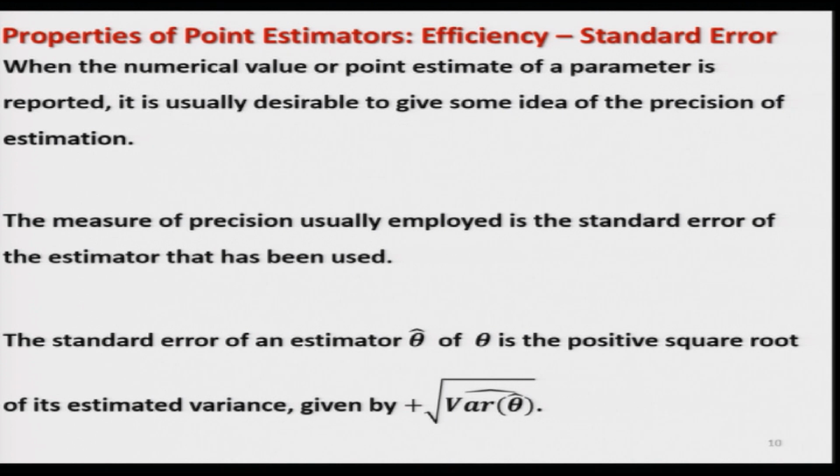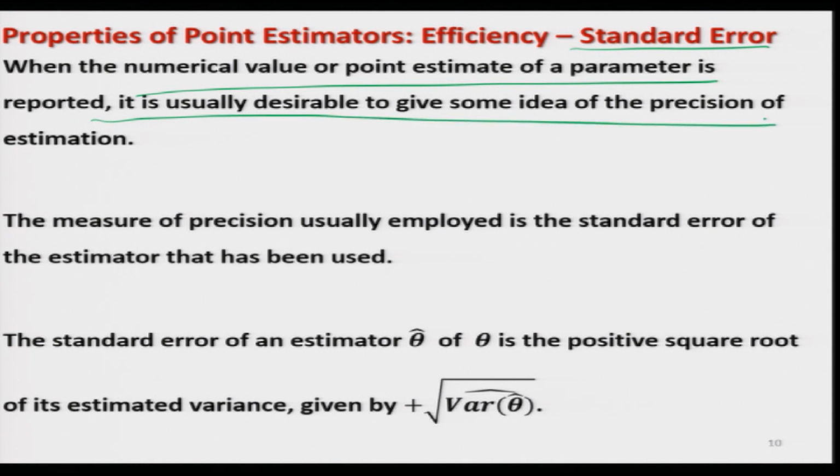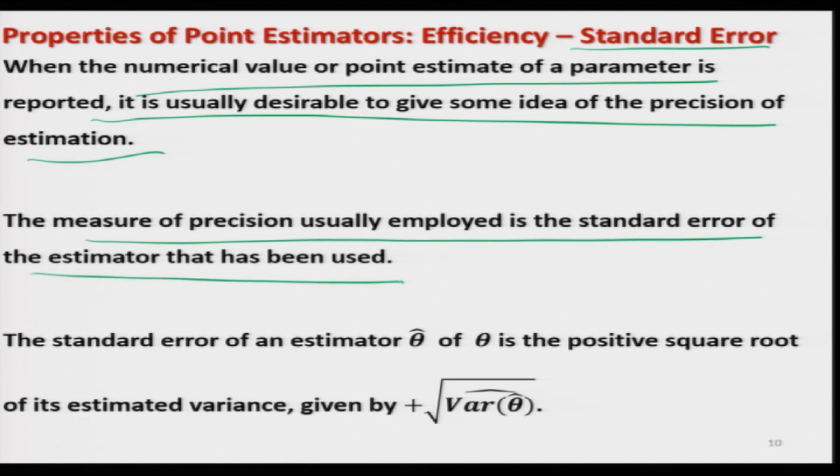So, one option is that if you want to convert this meter square into the same unit meter, one can take the square root. When we find the estimate of the variance of the estimator on the basis of a given sample of data, and then take its positive square root, that is called the standard error. When the numerical value of a point estimate of a parameter is reported, it is usually desirable to give some idea about the precision of the estimation or the variability of the estimator. The measure of precision usually employed is the standard error of the estimator that has been used.